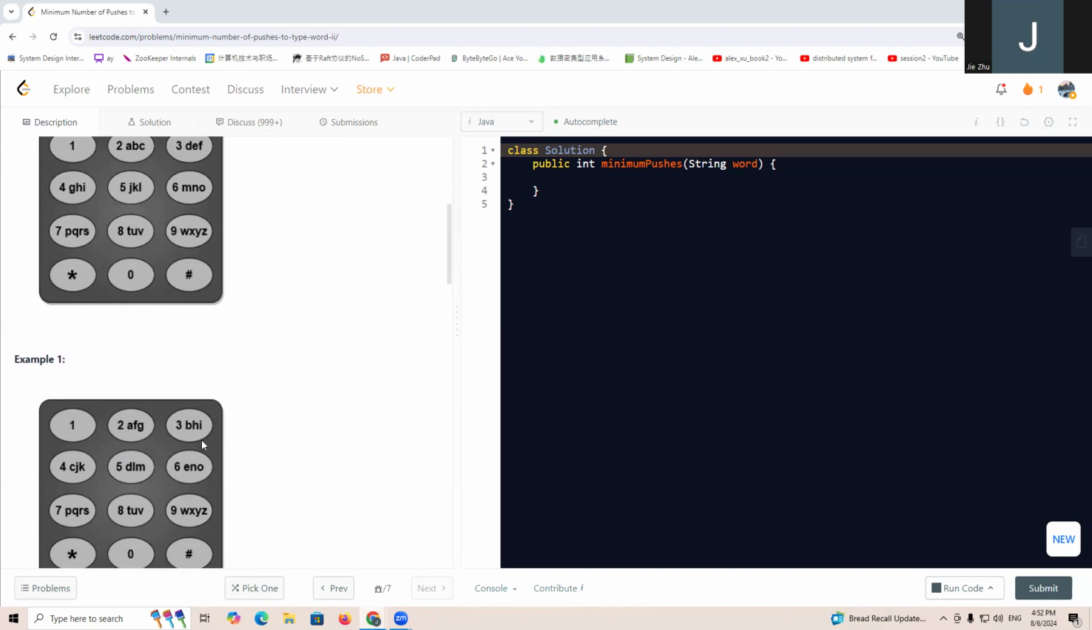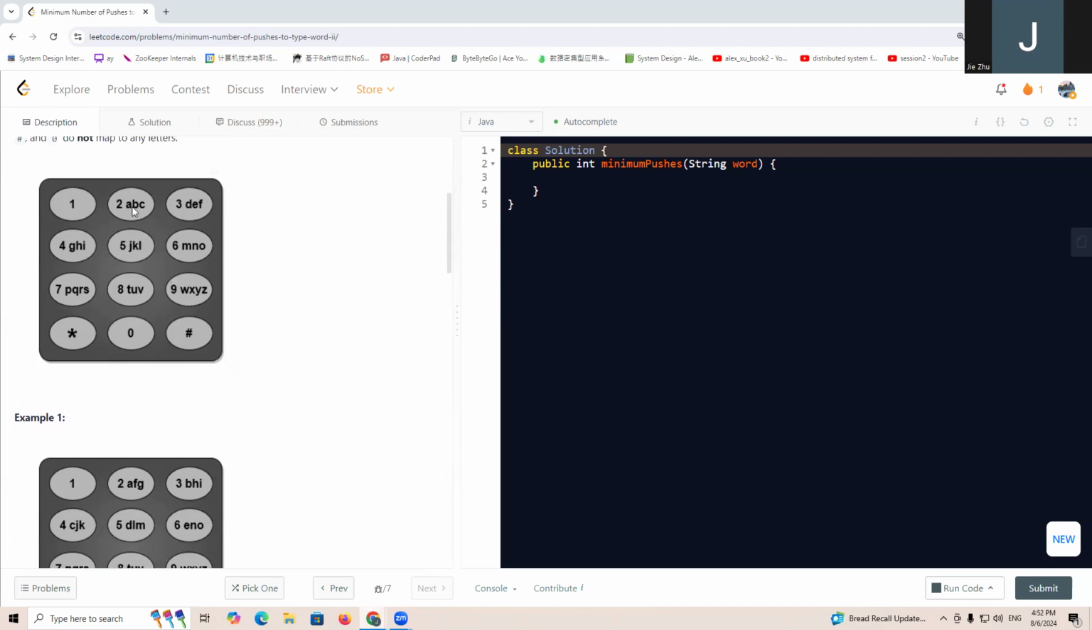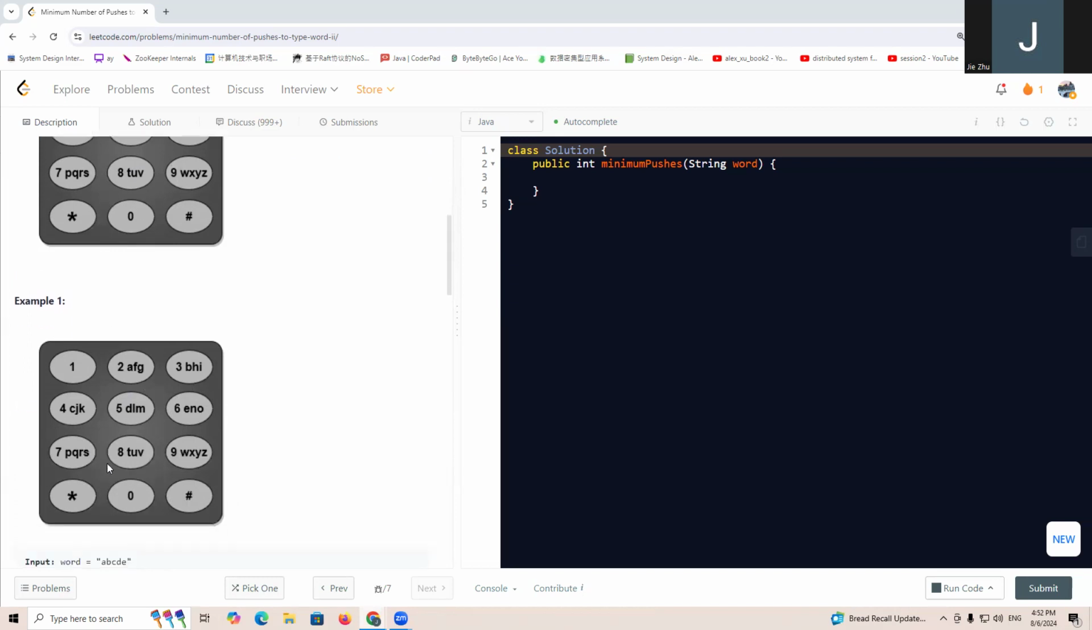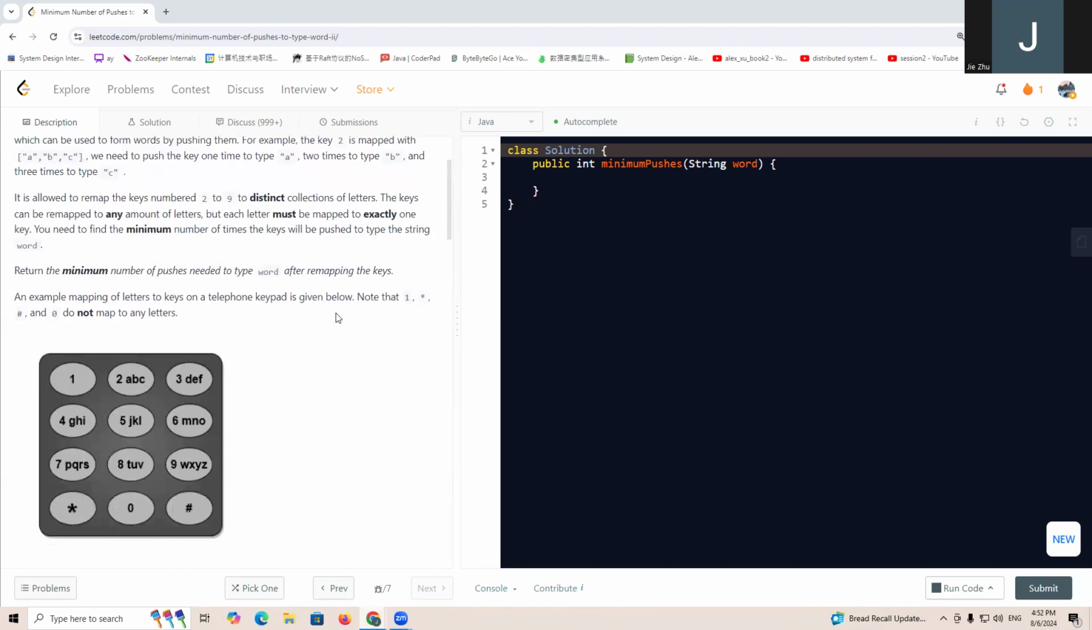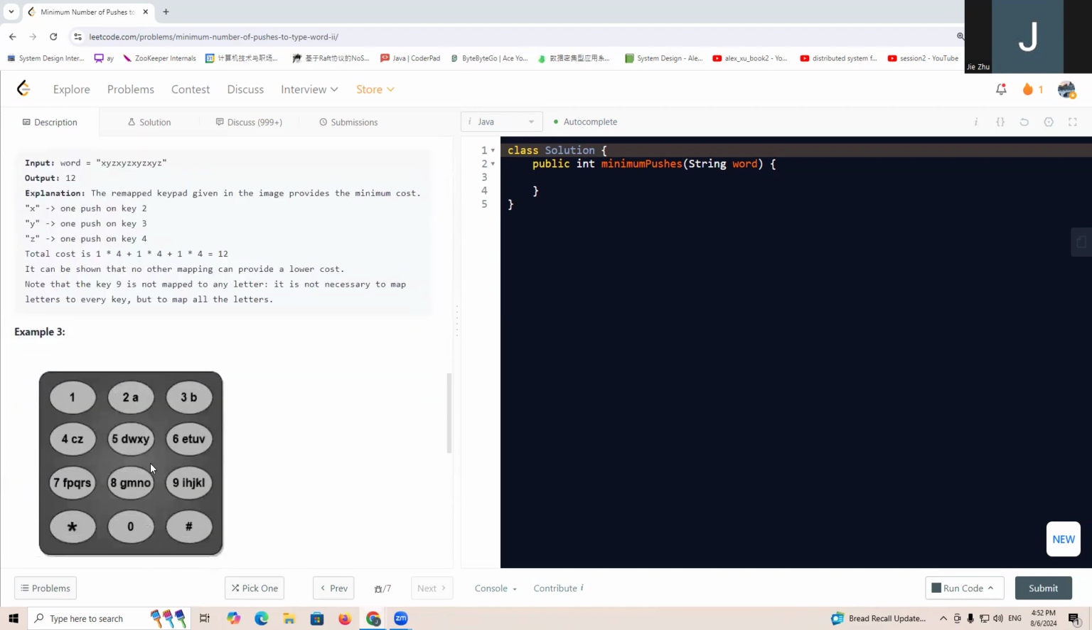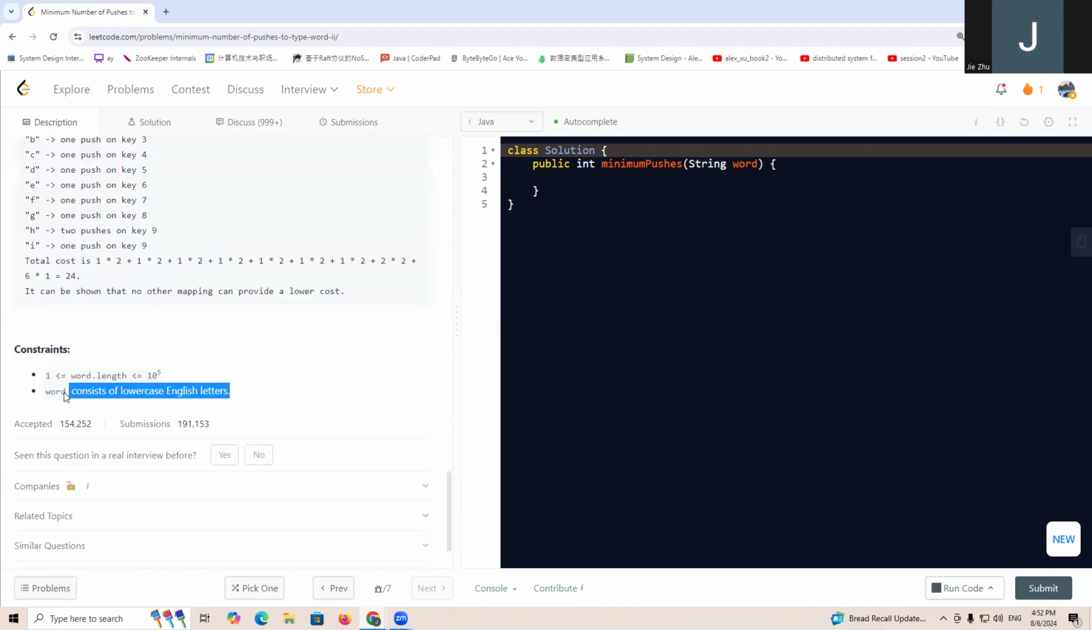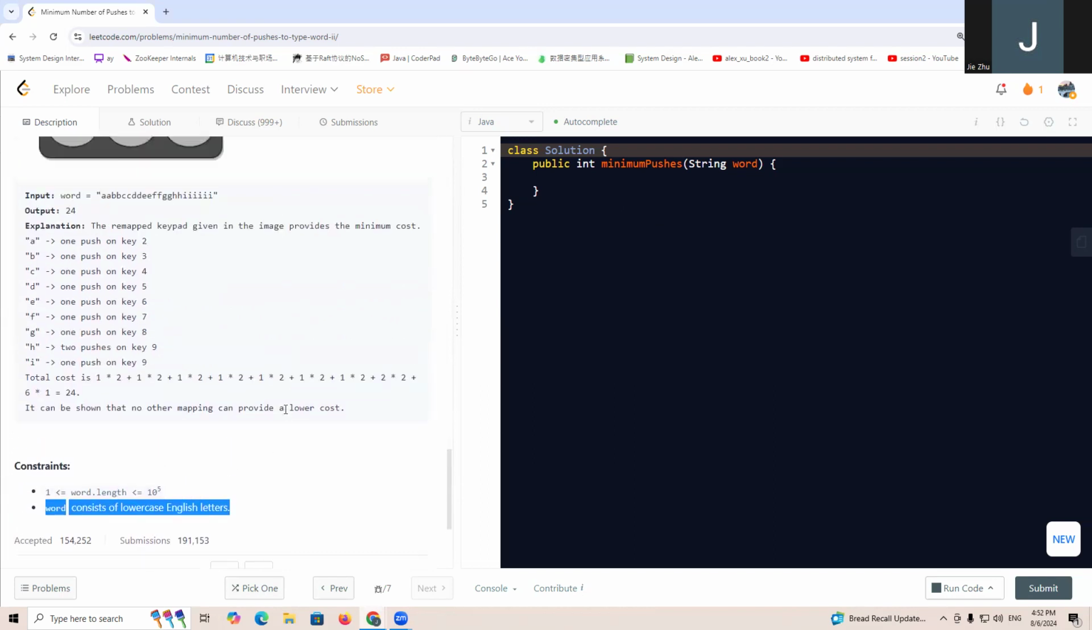It doesn't limit which key a character goes to, and even letters like Z can appear multiple times. It doesn't limit how many times, and doesn't limit the position. So what we should think about is the frequency of every character. There are only 26 different characters.